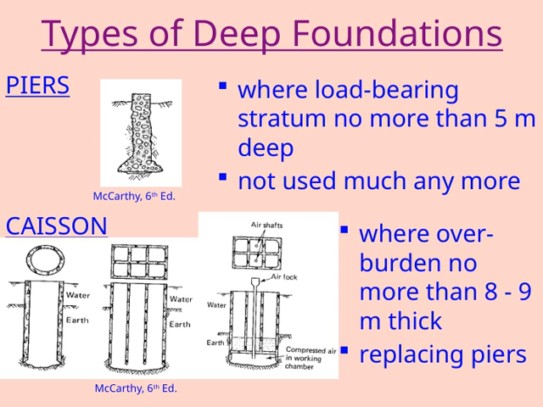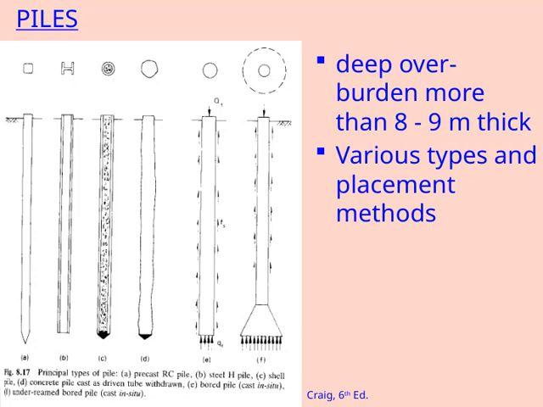conditions and load requirements. Let's talk about piles, specifically those with a deep overburden, which is more than 8 to 9 meters thick. This means we're dealing with substantial layers of soil or other materials above the pile foundation, which can influence how we design and install these piles. There are various types of piles used in construction, and the placement methods can vary depending on the project requirements and ground conditions.